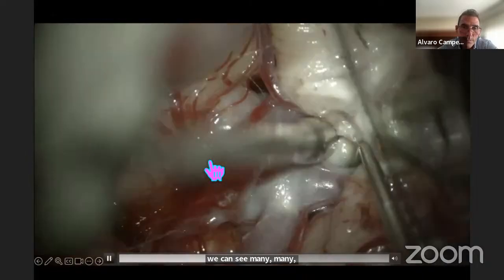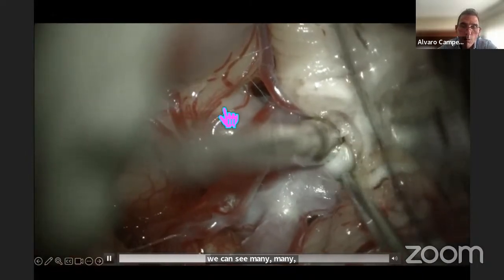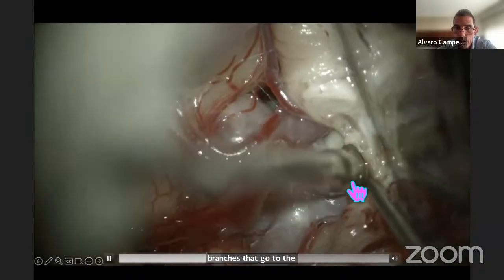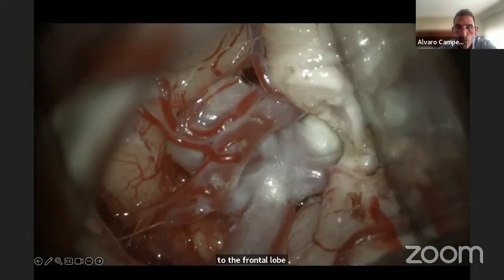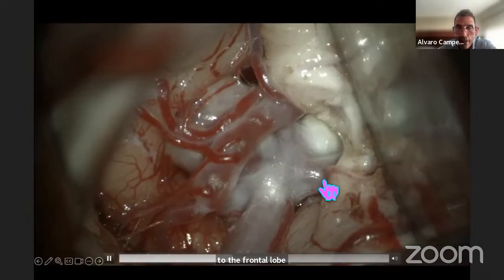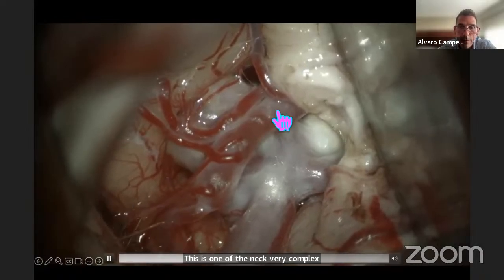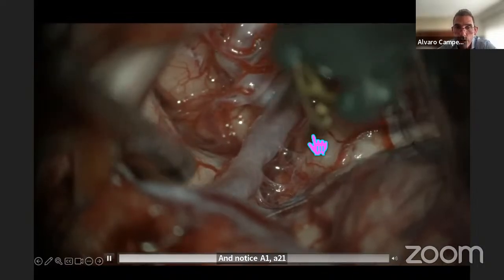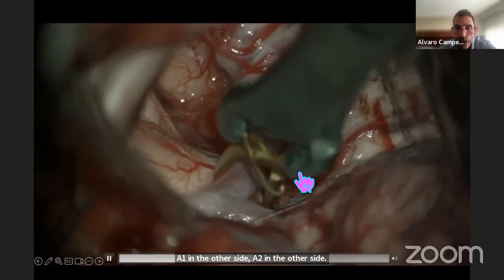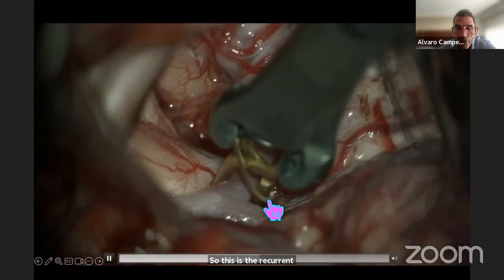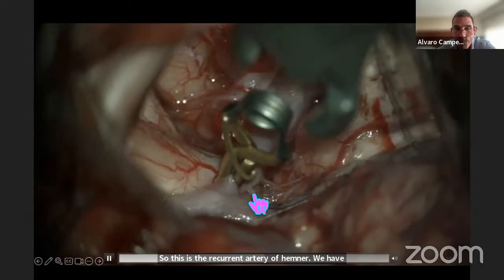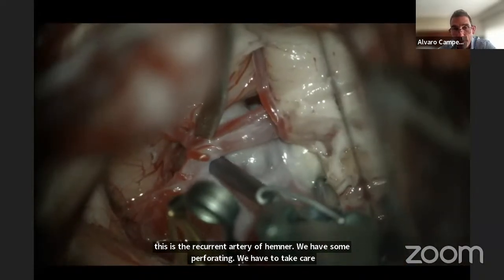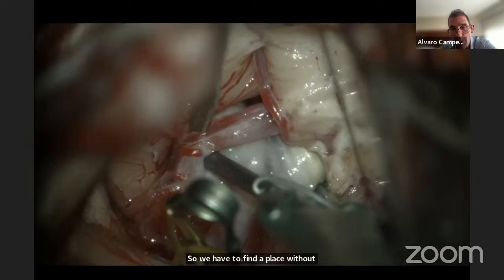These are branches that go to the frontal lobe. This is one of the necks, a very complex aneurysm: A1, A2, A1 on the other side, A2 on the other side. So this is the recurrent artery of Heubner. We have some perforating branches, so we have to take care. We have to find a place without perforating branches to put the temporary clip.